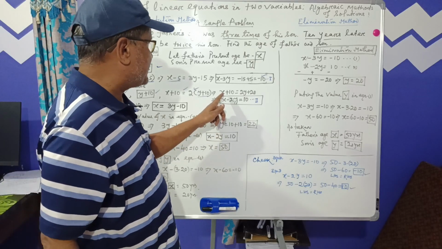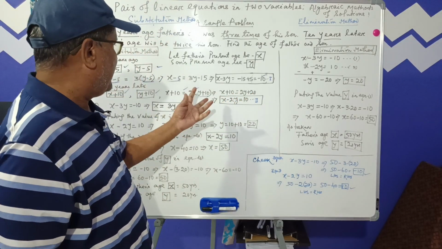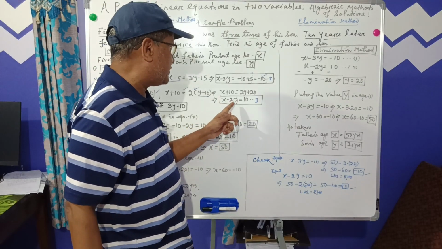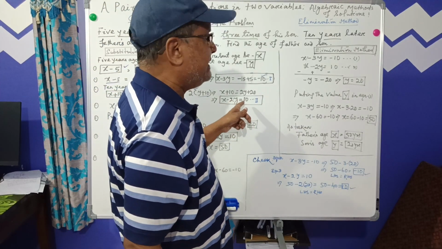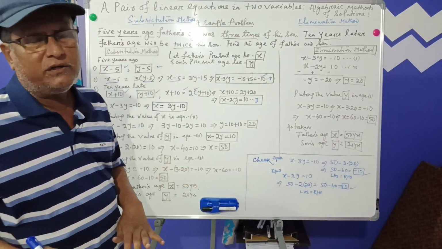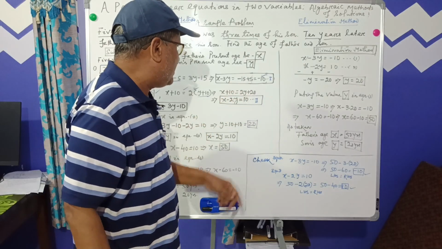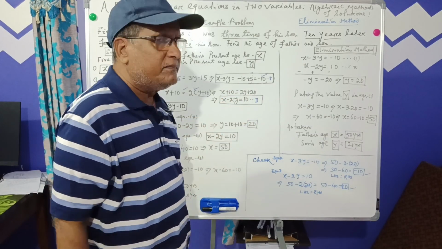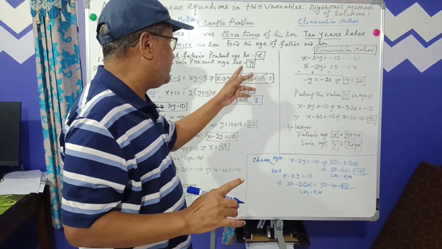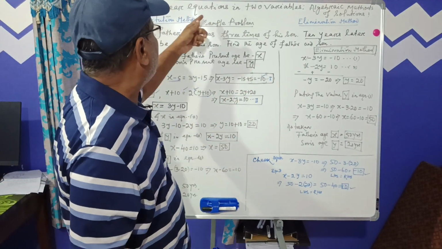That implies x plus 10 is 2y plus 20, multiplying 2, or eliminating the brackets. Now by transposition, x minus 2y is equal to 10, equation number 2. Now we have two equations. In these equations, you can see there are two variables and their degree, or exponent, is 1. So they are two linear equations, that is called a pair of linear equations.